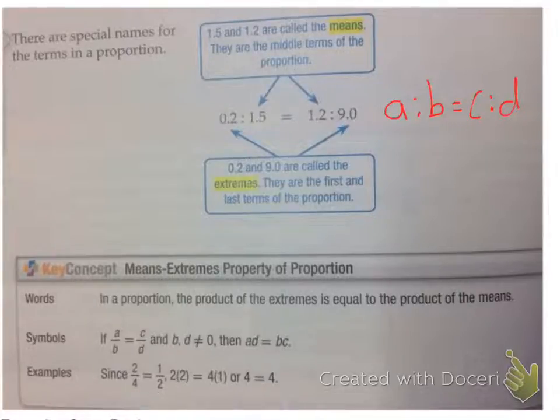So part of your homework, it's going to ask you what's the means, what's the extremes. But the thing that I would take from this slide is this right here. We call that cross-multiplying. You guys remember that cross-multiplying idea? Multiplying corners. So A times D equals B times C. That's the biggest thing that I would take from here. So, can we try some examples with this?